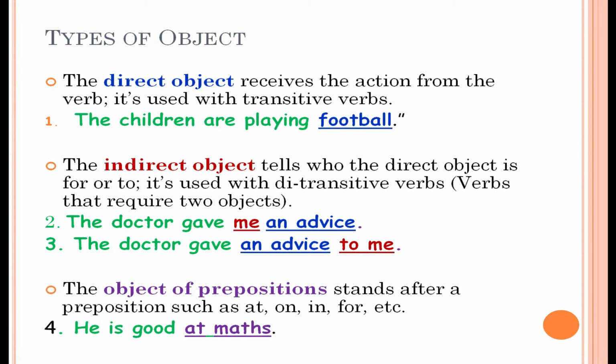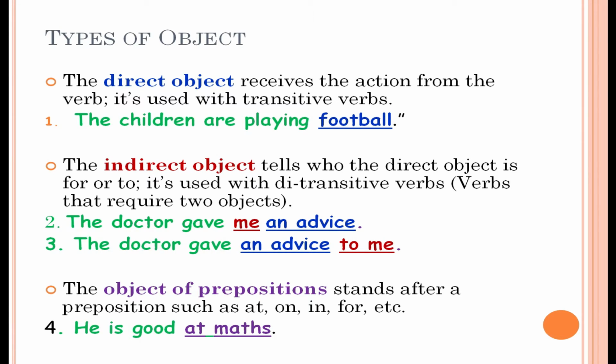There is one another layman way to identify the direct object, and that is inanimate objects are usually used as direct objects. The same sentence can be written by using the direct object at the first place and afterwards the indirect object. It reads, the doctor gave an advice to me. Preposition to is used before the indirect object.